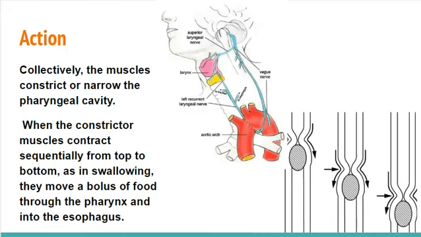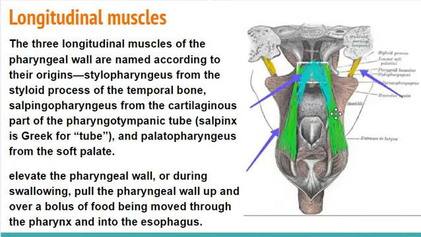So from here, moving on to our longitudinal muscles, we again have three muscles, which are the stylopharyngeus, the palatopharyngeus, and the salpingopharyngeus. Now all of these muscles are named according to their origins. So you can see that the stylopharyngeus originates from the styloid process of the temporal bone. The salpingopharyngeus originates from the cartilaginous part of the pharyngotympanic tube or the auditory tube, right? It extends from the middle ear to the nasopharynx. And the palatopharyngeus originates from the soft palate.